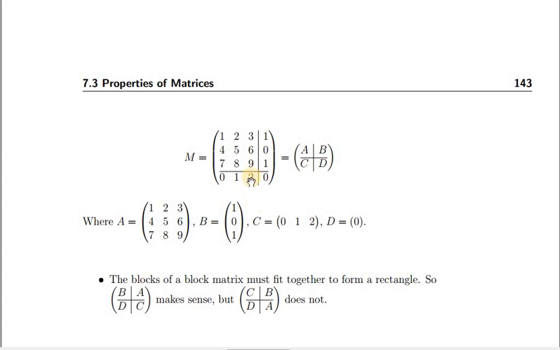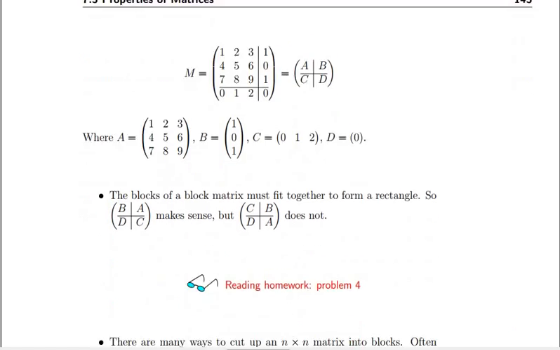So the blocks must fit together. In other words, the number of columns of C should be equal to the number of columns of A. The number of rows of A should be equal to the number of rows of B, etc. All right? So the sizes of the subblocks have to be compatible.